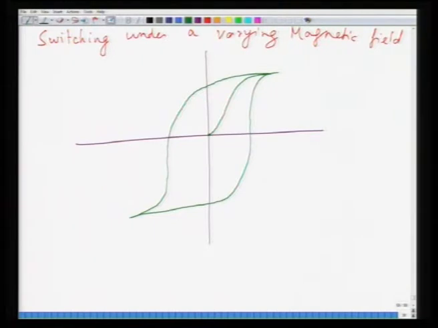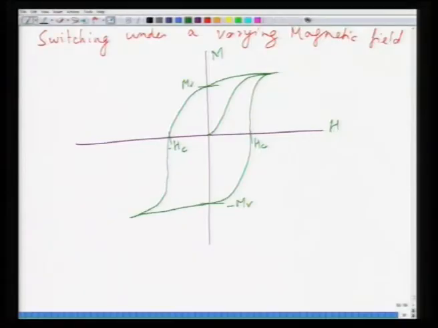It is not looking very nice here, but the point is these two values, M r and minus M r, are exactly equal and opposite to each other. And similarly, you have two field values at which the magnetization is 0, called plus H c and minus H c, and this curve is called an M-H curve or magnetic hysteresis curve.